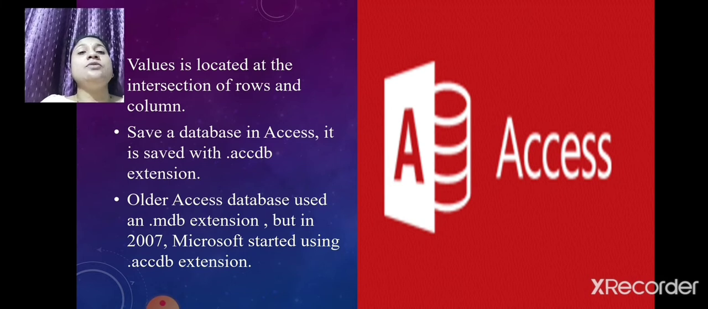Okay, now in older Access databases, which extension did we use? .mdb. Okay, in the old database we used the .mdb extension, but in 2007 Microsoft started using this Access. So that's why we are going to use the .accdb extension, that is the Access database extension. Getting this? Yes, this is Microsoft Access.